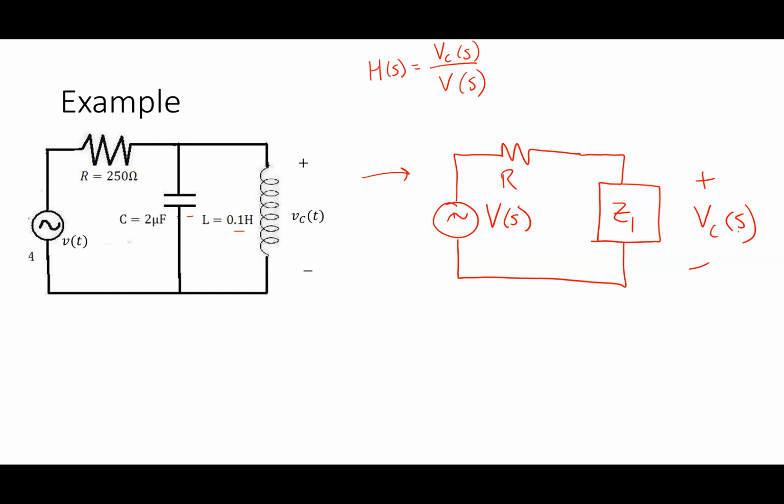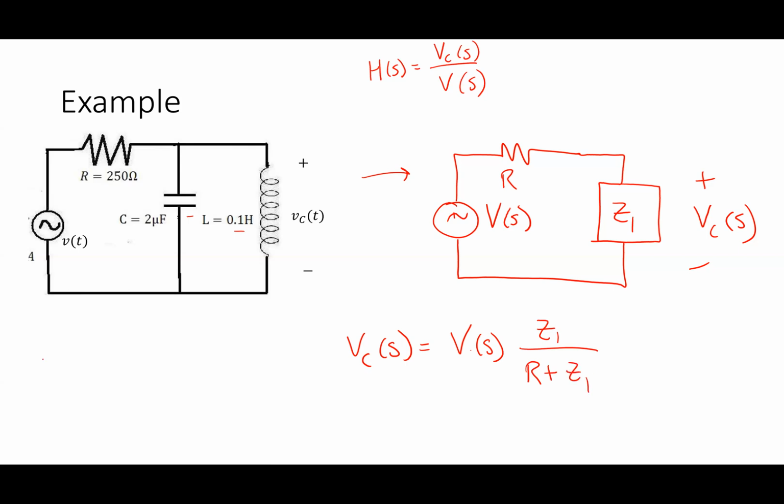Voltage division, yeah. So what would it be? V sub C of s is equal to what? Yes. Yep. So V of s times Z1 over R plus Z1. And the thing I've got to do is figure out what Z1 is.